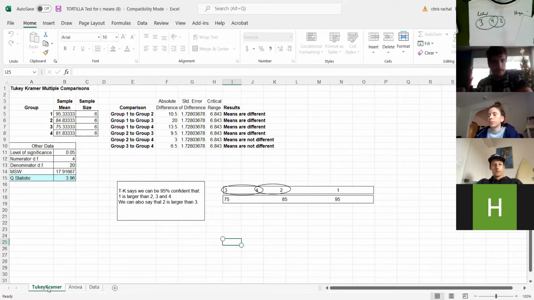So you just look at it and it says group 1 and 2, means are different. Group 1 and 3, means are different. Group 1 and 4, means are different. Group 2 and 3, means are different. Group 2 and 4, means are not different. Group 3 and 4, means are not different. That's what it's telling you, right? And that's why I use a number line so you can visualize it.